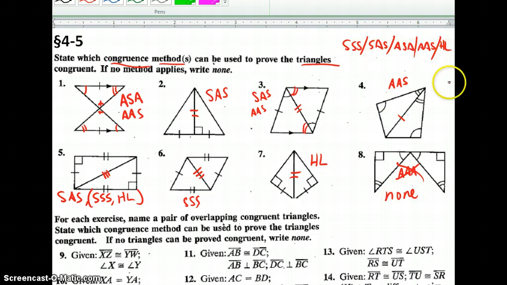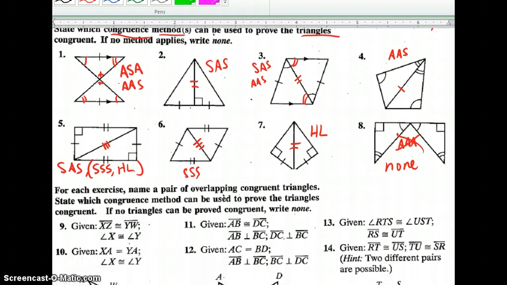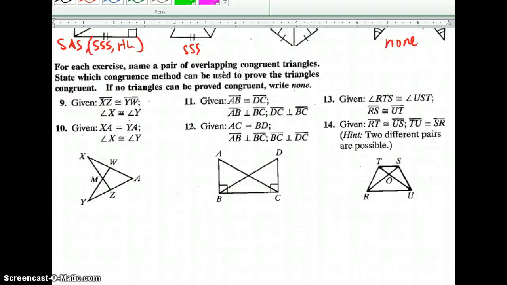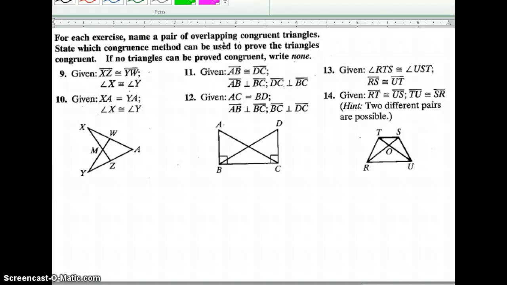You have to have at least one side for any of those. Otherwise, you may have what we call similar triangles that are the same shape, but not the same size. So at least one length is always required. Name a pair of overlapping triangles. Oh yeah, this stuff. State which congruence method can be used for those.